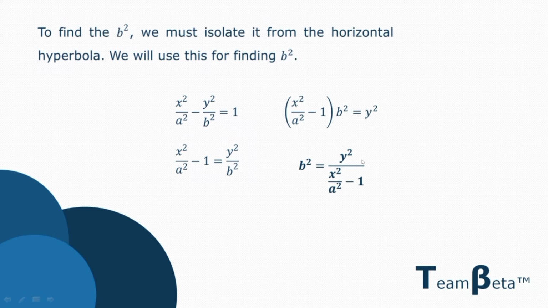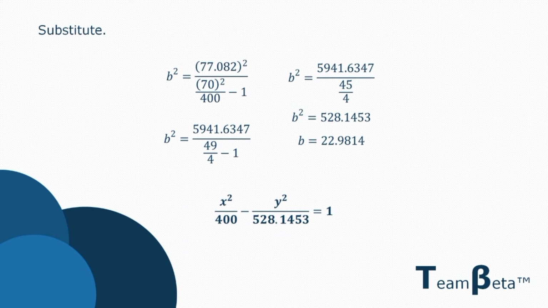Since we have already isolated b squared and provided all the values needed, we solve for b squared. We substitute y with 77.082 raised to the power of 2 all over. Substitute x squared with 70 raised to the power of 2 and a squared with 400. It will come out as this.